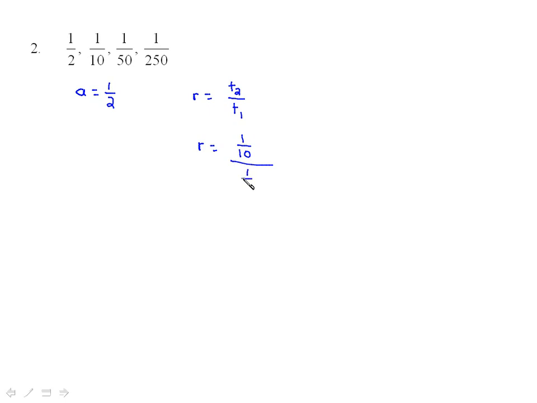So 1 over 10 divided by 1 over 2. You have a complex fraction, which was simplified to 1 over 10 divided by 1 over 2, which I will write as 2 over 1, multiplication. When you simplify that fraction, you'll get 1 over 5. And there we go. There's our common ratio.